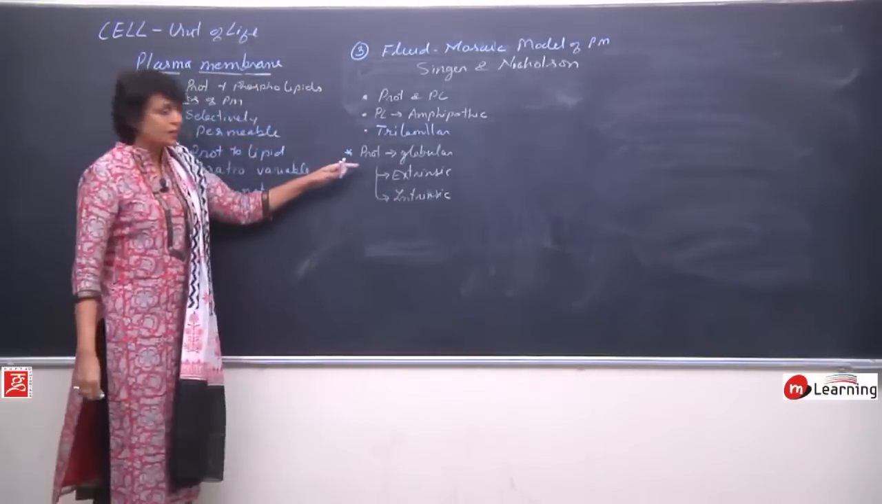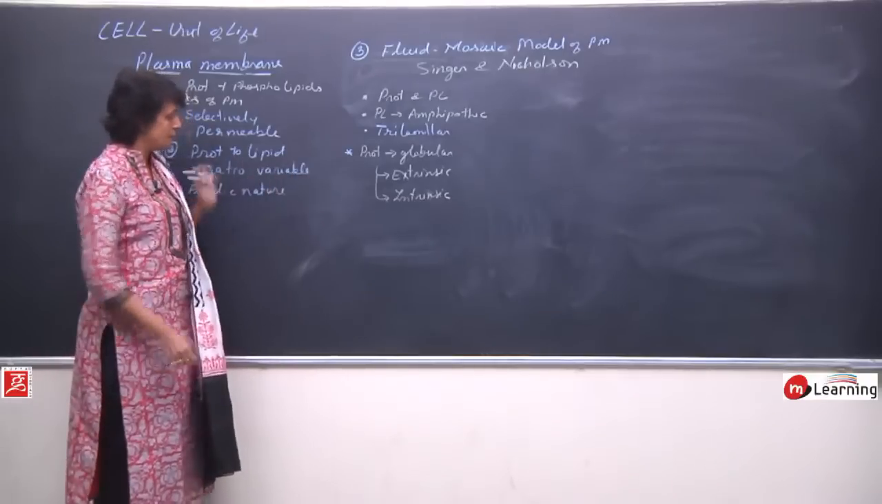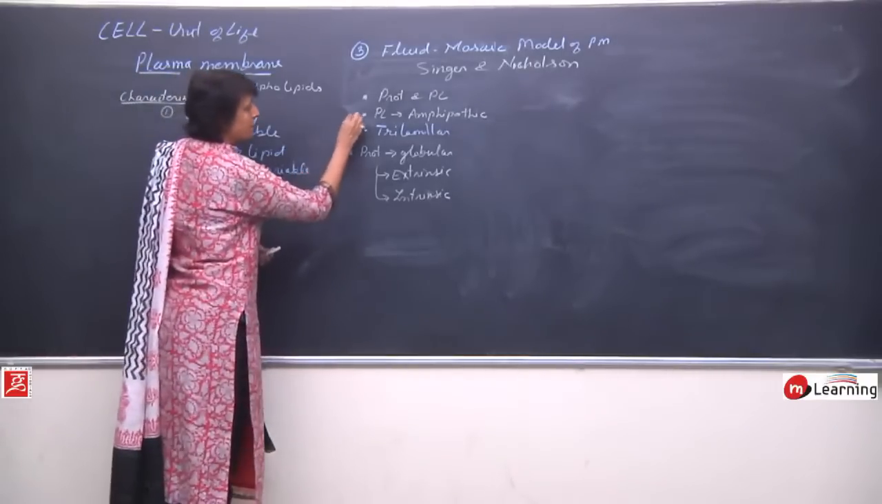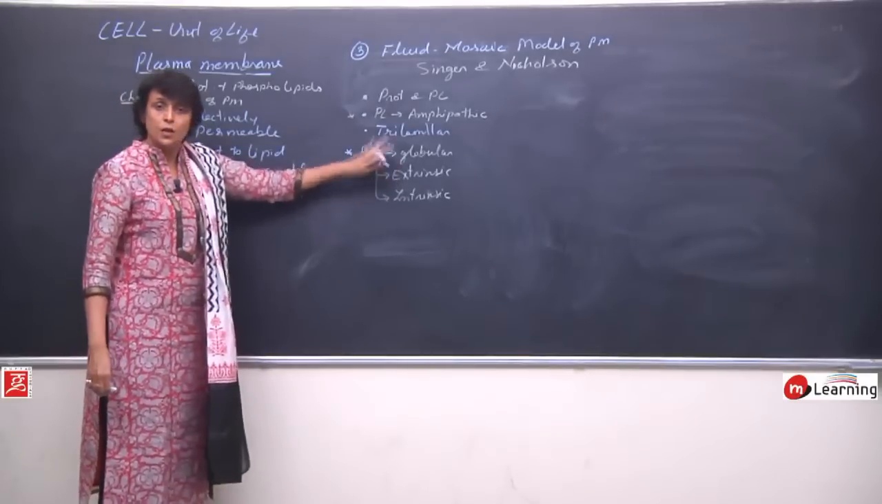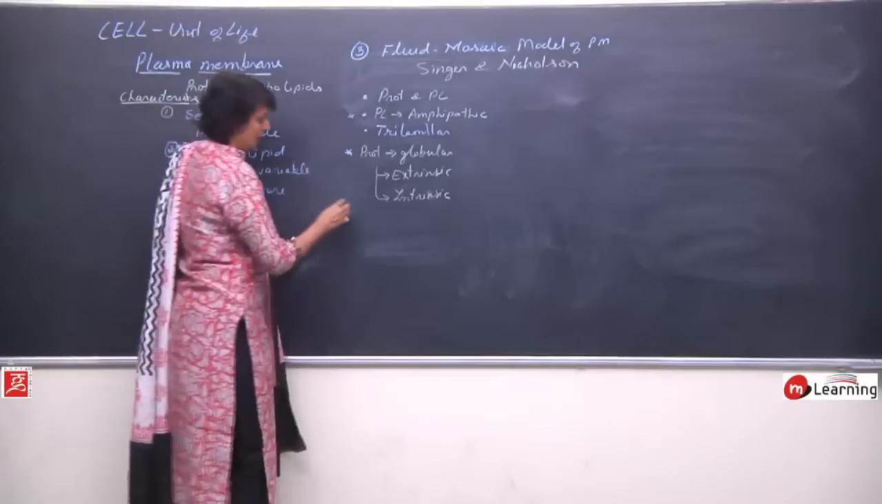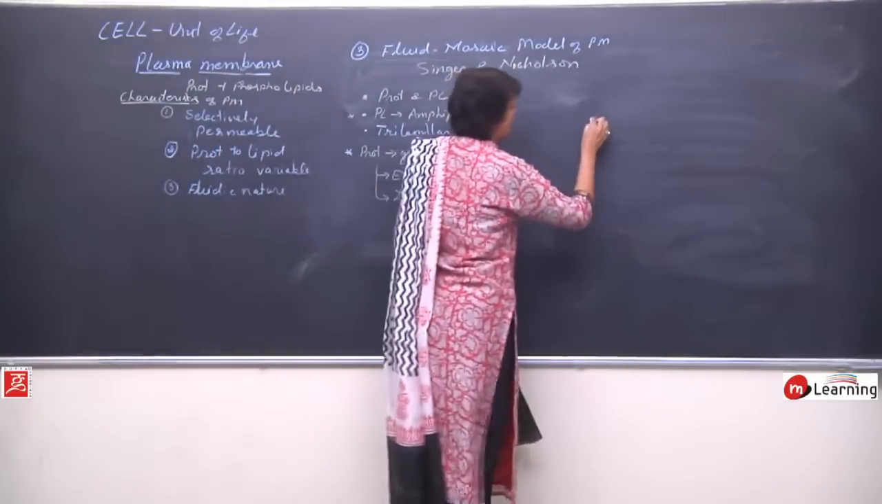Extrinsic proteins are external proteins, intrinsic proteins are internal proteins. We'll come to the details of this. Phospholipid is same, so no change in this. Only the protein part is globular protein. Now let us draw the structure so that we understand the structure clearly.